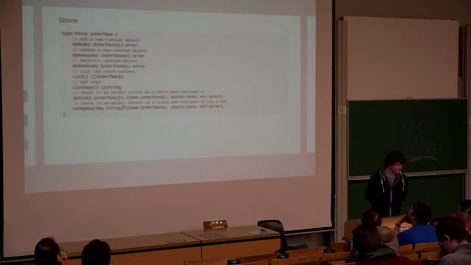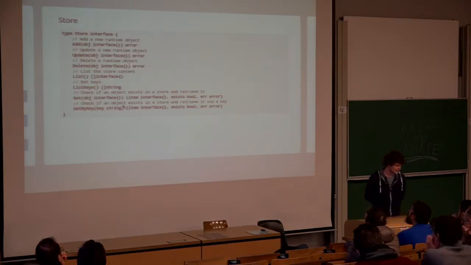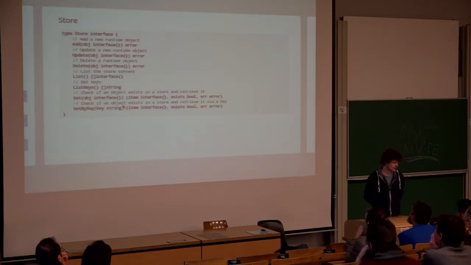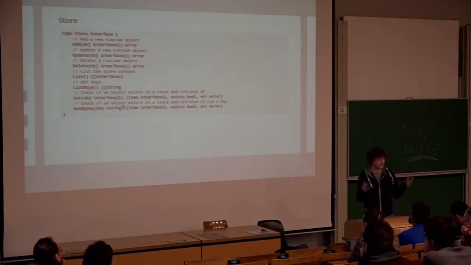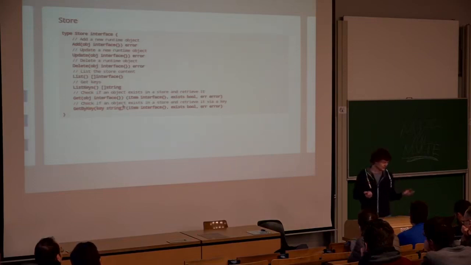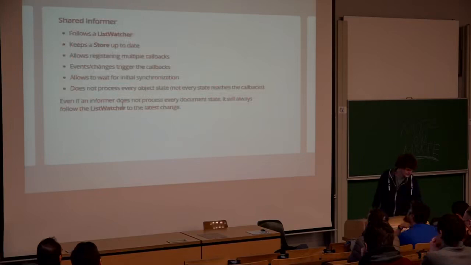And here we can see the full interface it implements: add, update, delete, a simple list to get all the objects, list keys to just get the keys of the objects which are in, get to check if an object is in the cache, which I already have, or get by key to get it. Pretty simple. And now we're already a little bit farther. Now we can fetch resource changes from the cluster with the list watcher, and we can use the store to create an in-memory view of the cluster. And Kubernetes helps us even farther.